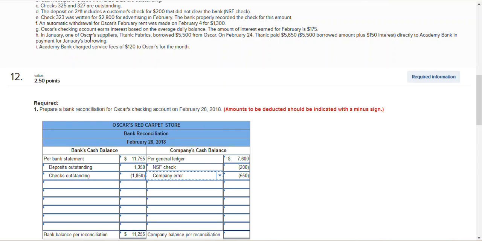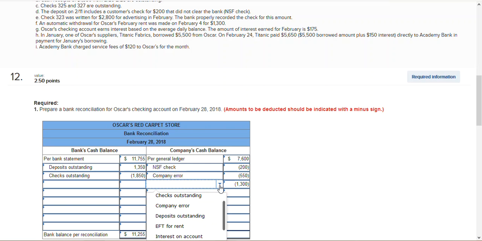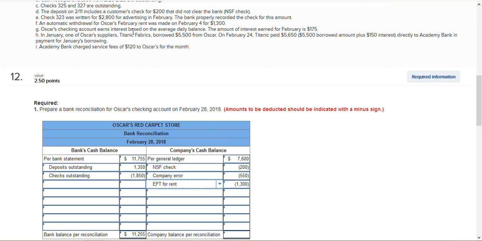And F says an automatic withdrawal for Oscar's February rent was made on February the 4th for $1,300. So that's money they took out of our account that we might not have known about until we got the bank statement. So we need to record our rent. Then it says we earned interest of $175. So that's in addition to our checking account balance.